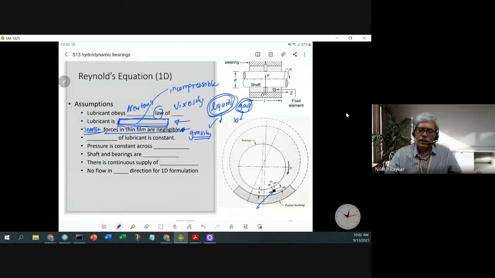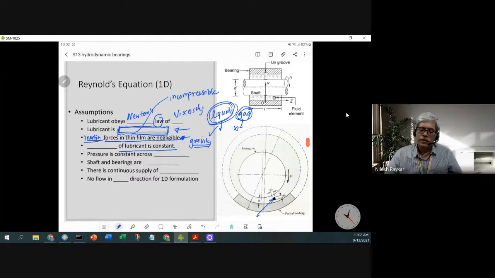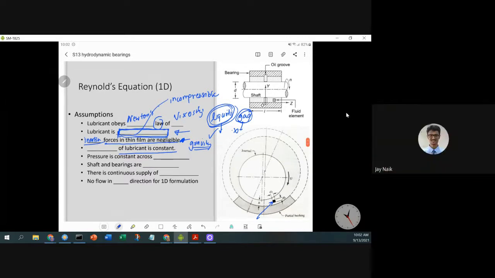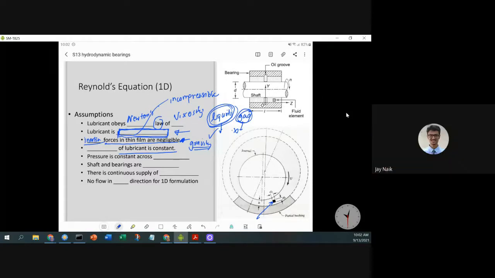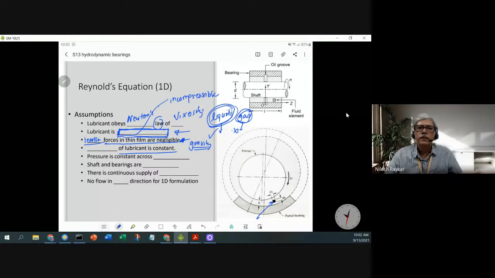Then some property of the lubricant is assumed to be constant. You should be able to guess this easily. So what property of the lubricant is assumed to be constant? Sorry, I did not hear, Jay. Viscosity. Viscosity, that's right. So we are assuming that throughout, from inside to outside, the viscosity remains constant. What could be the reason why the viscosity may change from one end to the other end?